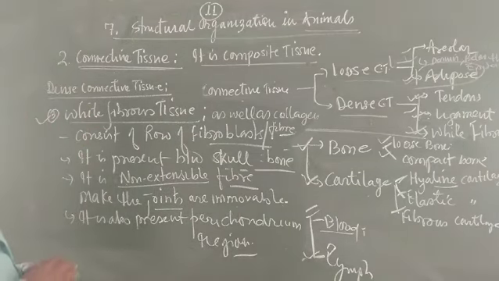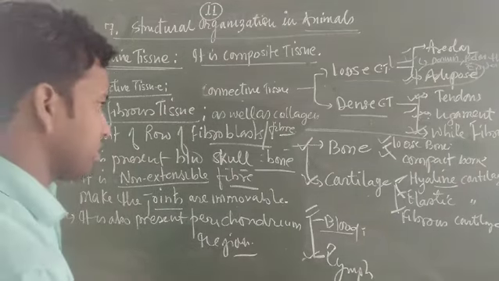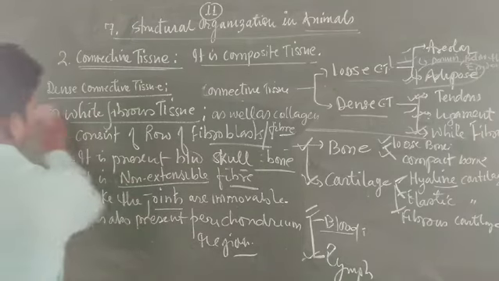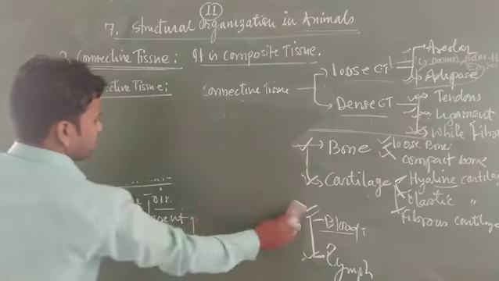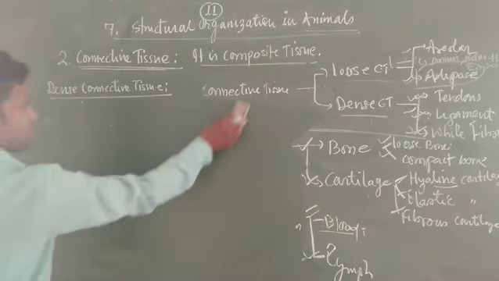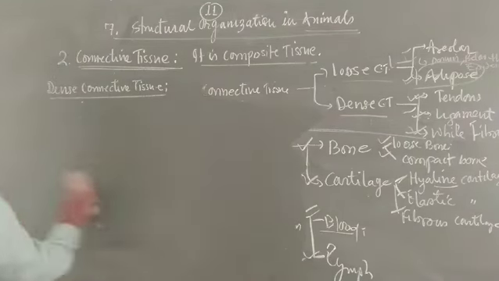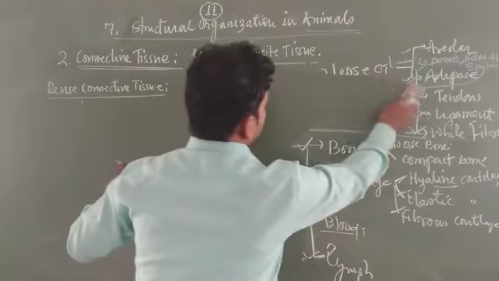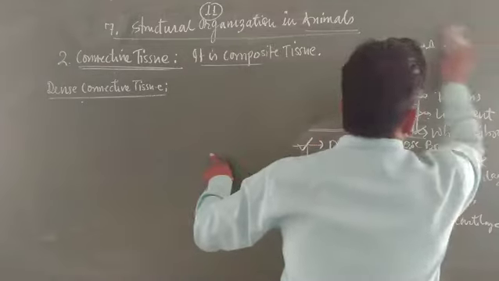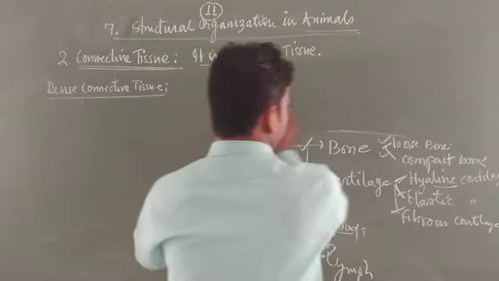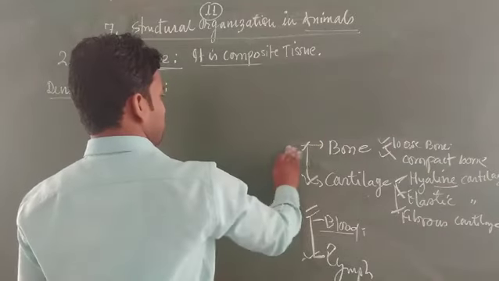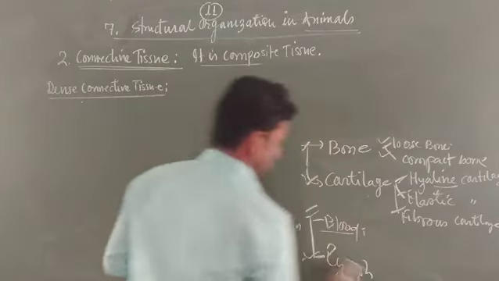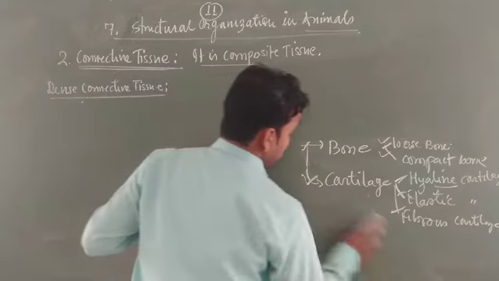Now the second important topic I am going to explain is, other than these connective tissues, the supportive connective tissue. So this one is bone, and blood and lymph are also included here.